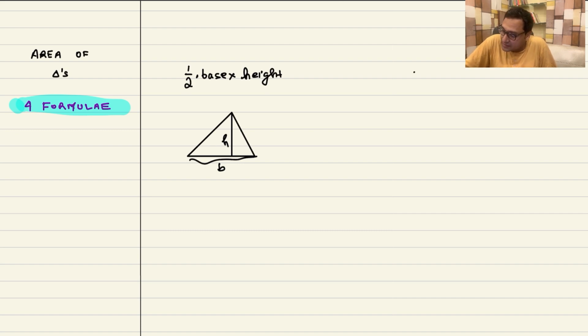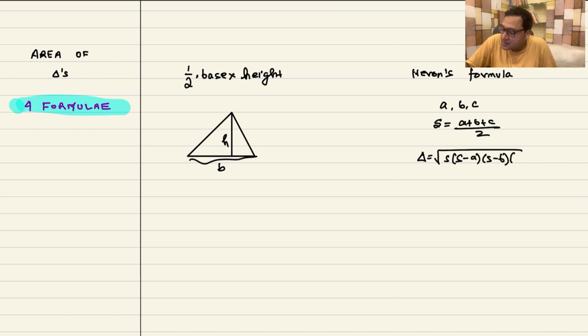The second formula is sometimes known as Heron's formula. If the 3 sides of the triangle are A, B and C, you define the semi-perimeter S as (A plus B plus C) by 2. Then the area of the triangle is equal to the square root of S times (S minus A), (S minus B), (S minus C). So you're describing the area of the triangle completely in terms of the side lengths, which is pretty cool.